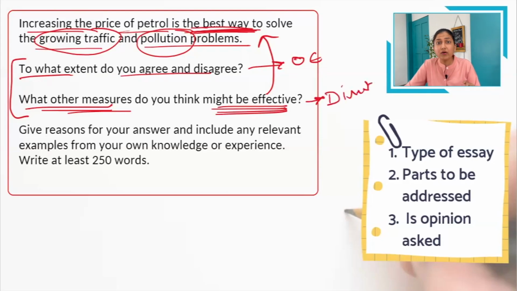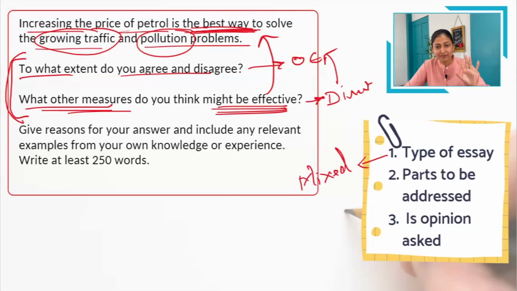Now, a direct question cannot necessarily be alone. It can be accompanied with one of the 4 types, right? And in that case also it becomes a direct question or mixed essay. So type of essay, we'll say it's a mixture. It's a mixed essay which is coming with a direct question also.